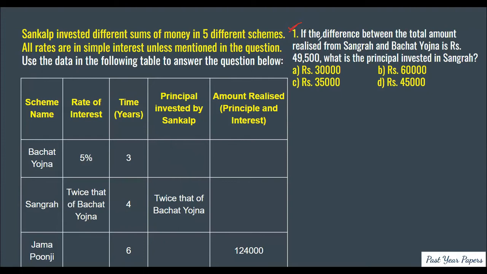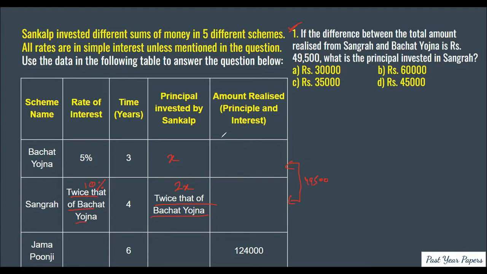Let's try. If the difference between the total amount realized from Sangra and Bachat Yojana is rupees 49,500, what is the principal invested in Sangra? We need to find the principal invested in Sangra. Let's say the principal invested in Bachat Yojana is X, and the principal invested in Sangra is twice that, that means 2x. The rate of interest is 5%, twice that of Bachat Yojana, that means 10%. And the difference between the two total amounts is 49,500.